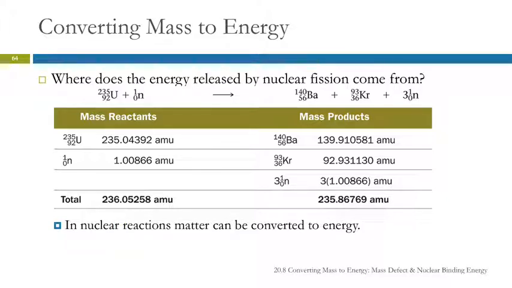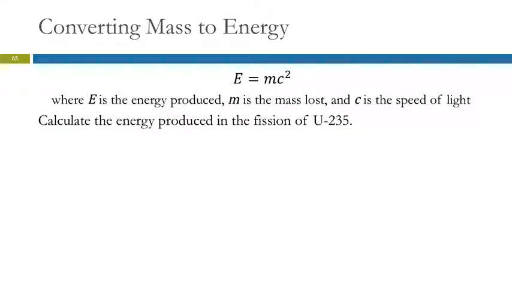What's happening in a nuclear reaction is matter is being converted into energy. So this loss of mass is real, and that matter that was lost became energy. So you've probably seen this equation before. E equals mc squared, one of Einstein's famous equations. Energy is equal to mass times the speed of light squared. So we could calculate the energy produced in the fission of uranium-235.